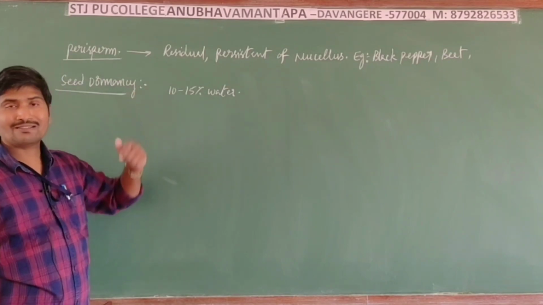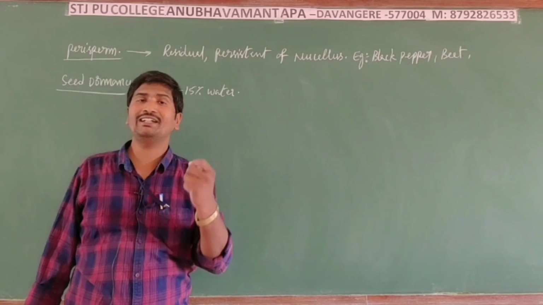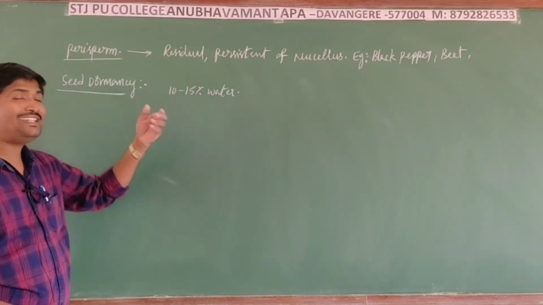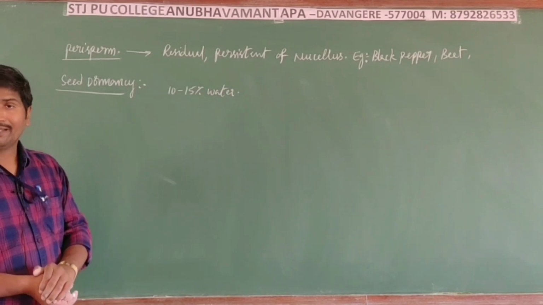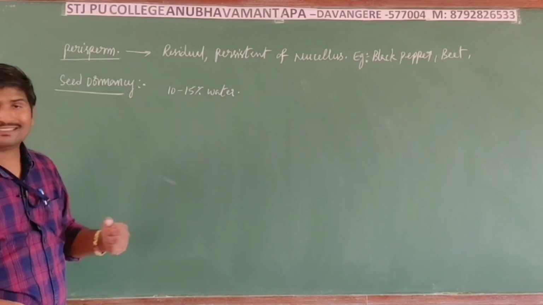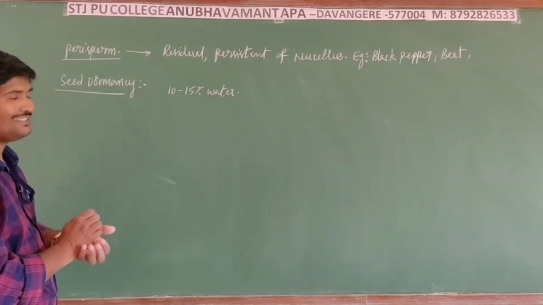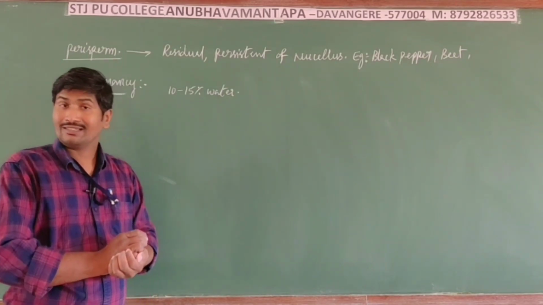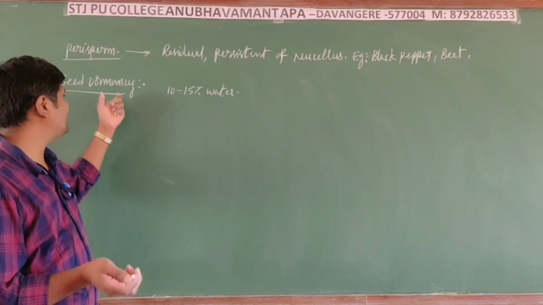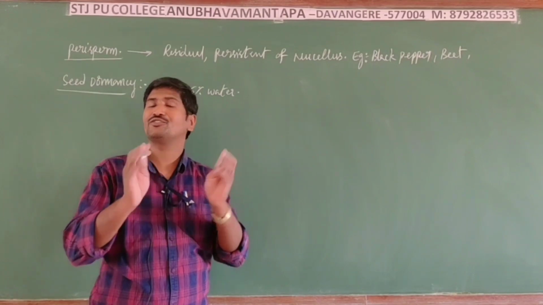Otherwise, if this percentage is also lost from the seed, it leads to the death of the tissue and finally the death of the seed. Even in the resting period, the seed retains at least 10 to 15% of the water. That is known as seed dormancy. Seed dormancy means the inactive state of the seed, where all metabolic activities are completely slowed down.